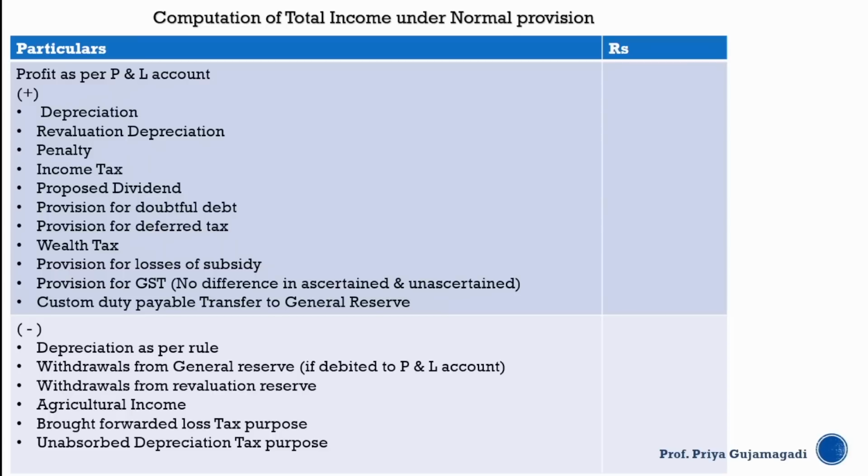Proposed dividend we have to add. Provision for doubtful debt, any of the provisions, it may be provision for doubtful debt or it may be provision for deferred tax, both we have to add. Wealth tax: this is a very important point in computation of total income under normal provision, we have to add wealth tax. Provision for losses of subsidy: when we take a subsidy, if there is any loss arising from that, we have to add it.